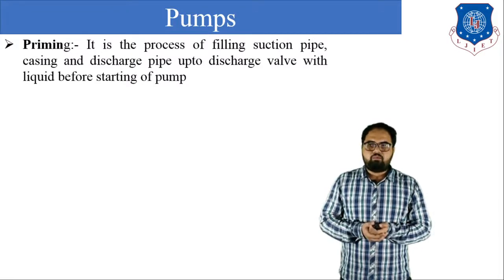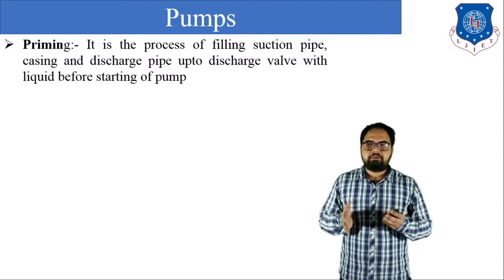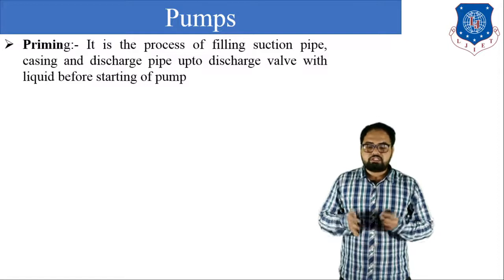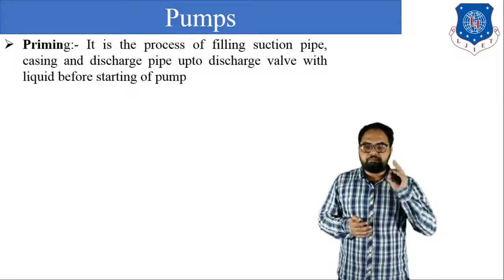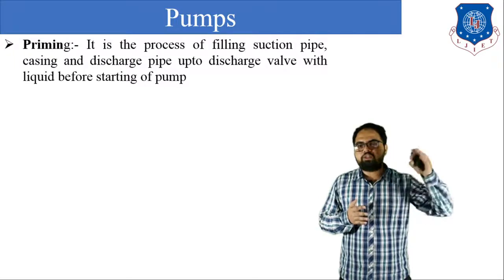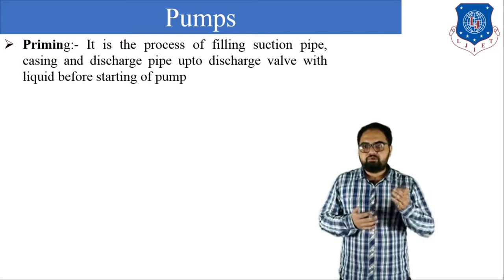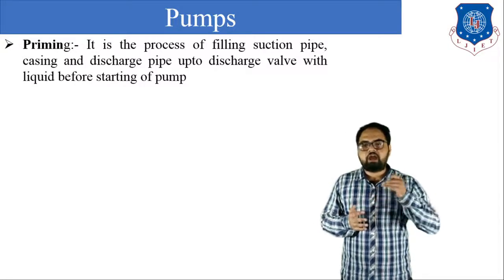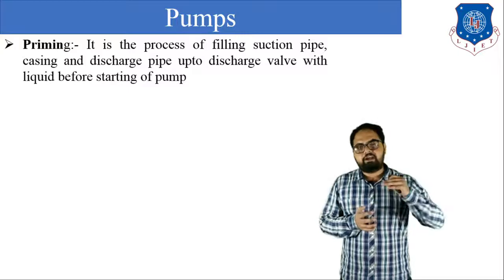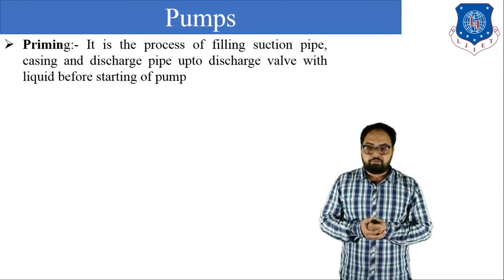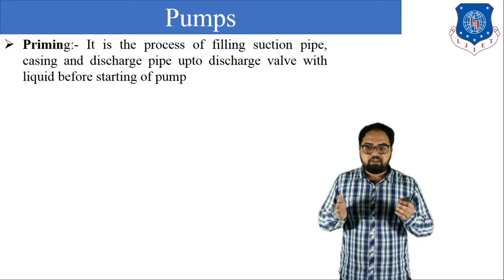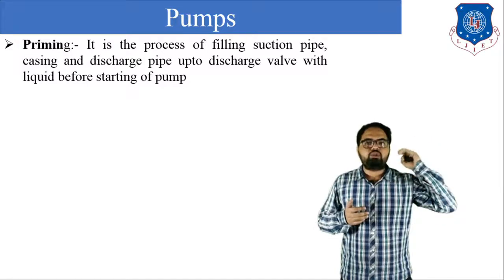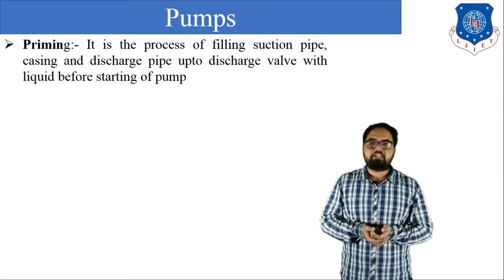Now, what is priming? Priming is necessary during the operation of a centrifugal pump, because whenever we stop the pump, all the liquid in it drains out. During the next operation it again needs to create the necessary amount of vacuum, after which it will suck the liquid and then the discharge of the liquid takes place. So priming means the process of filling the suction pipe, casing and delivery pipe up to the discharge valve with the liquid before starting the pump.